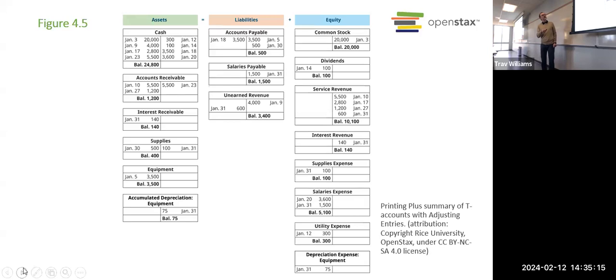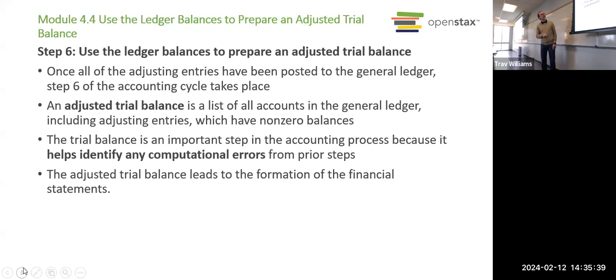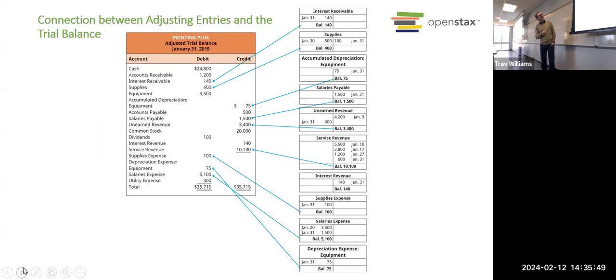So then we have to take these new balances from all the asset accounts, all the liability accounts, and all the equity accounts, and we put them into our adjusted trial balance. But we've already made the adjustments, right? We make the adjustments in the journal, we copy them to the ledger, and then we just take the balances from the ledger to make the adjusted trial balance. Let's see, use the ledger balances to prepare an adjusted trial balance. Okay, and that's what that looks like right here, right?